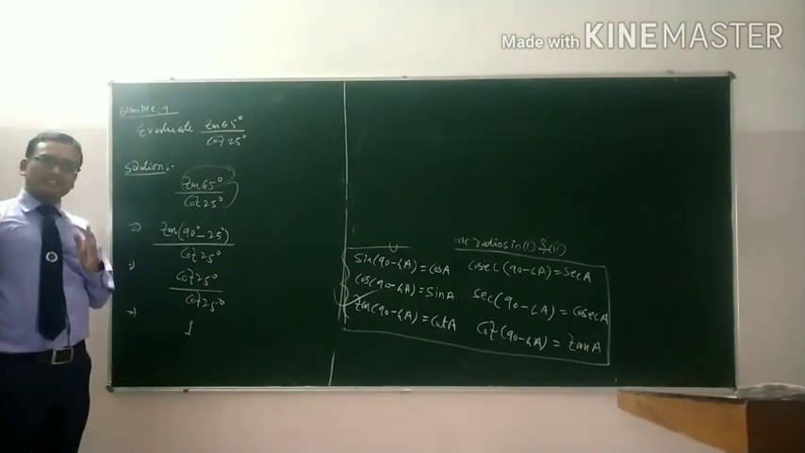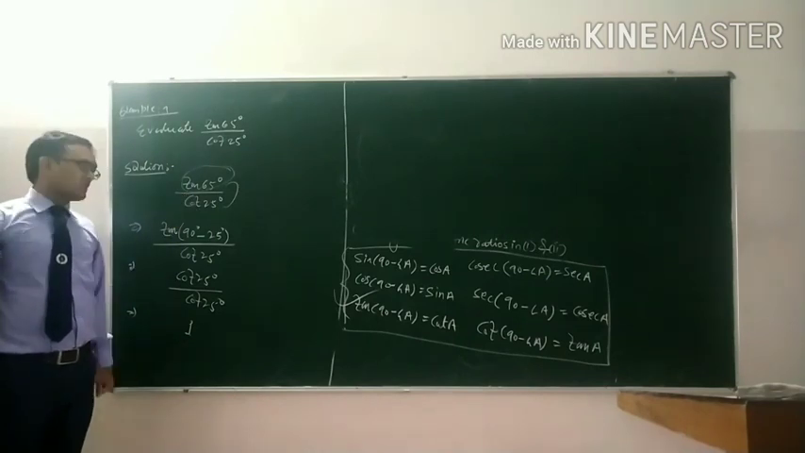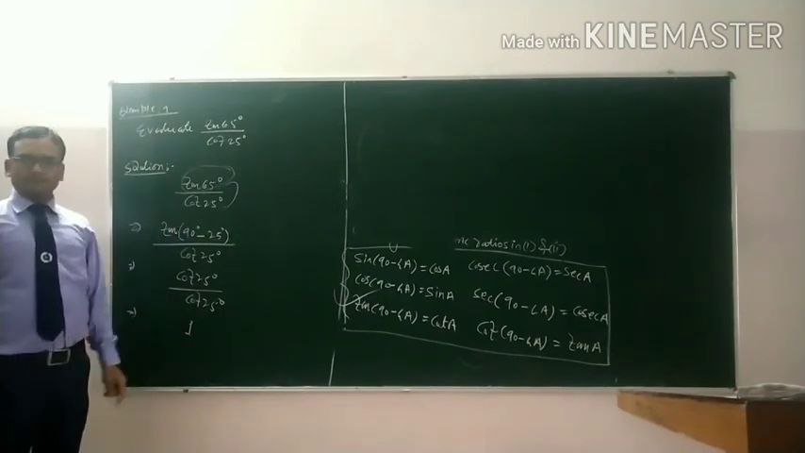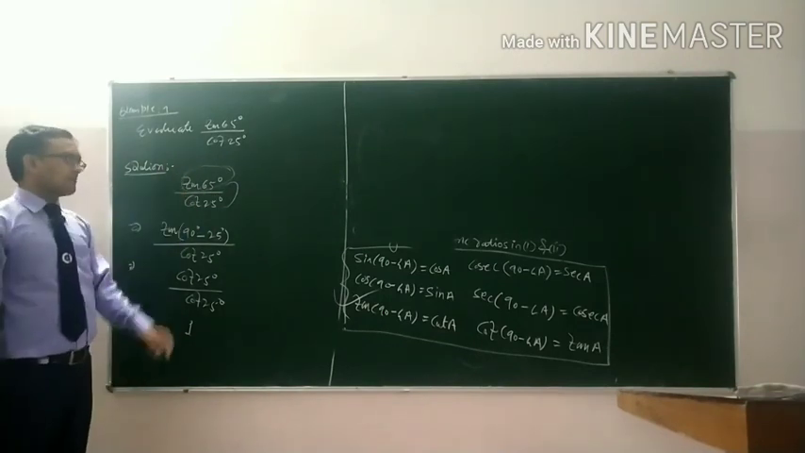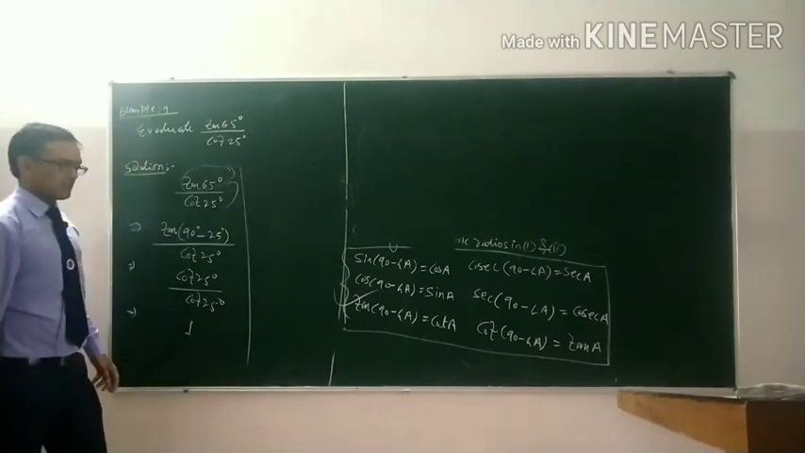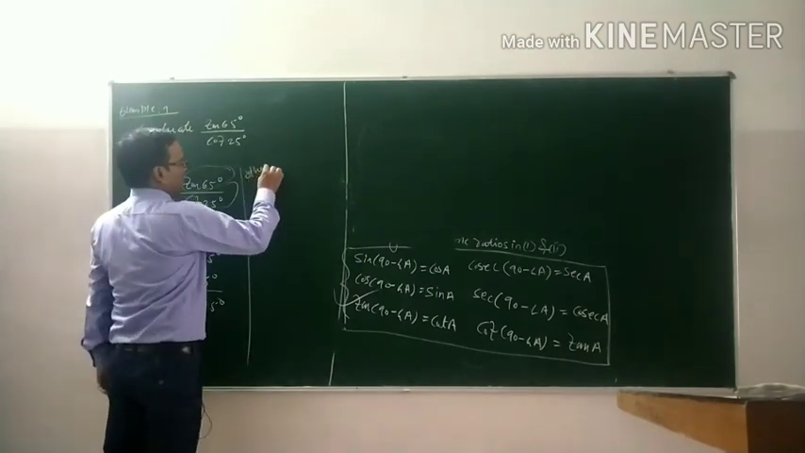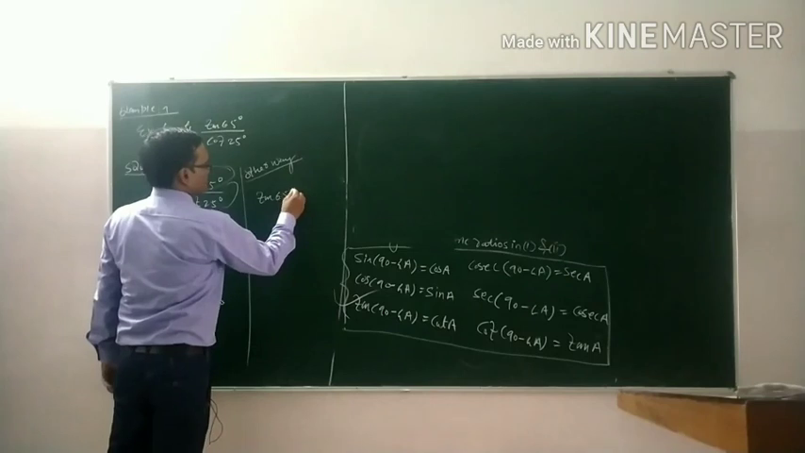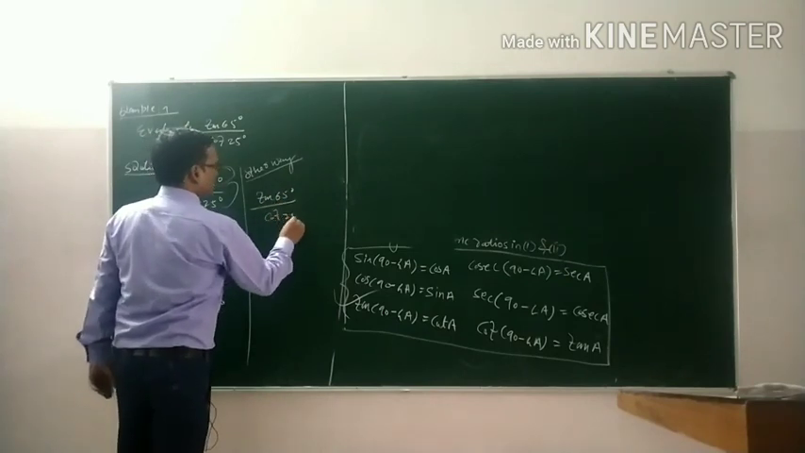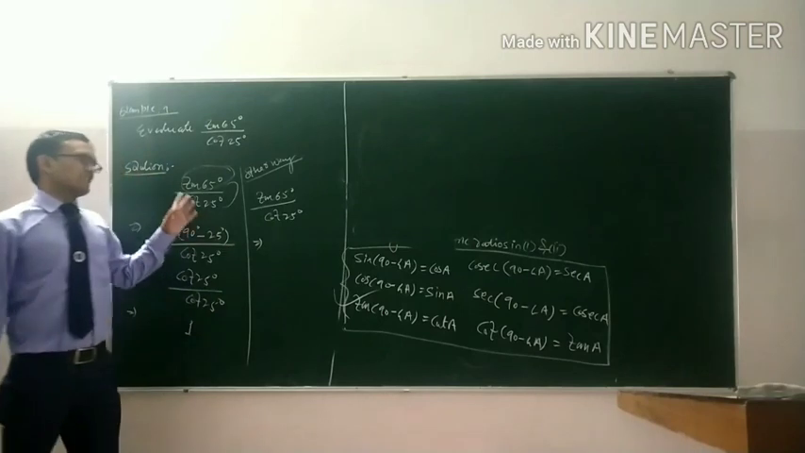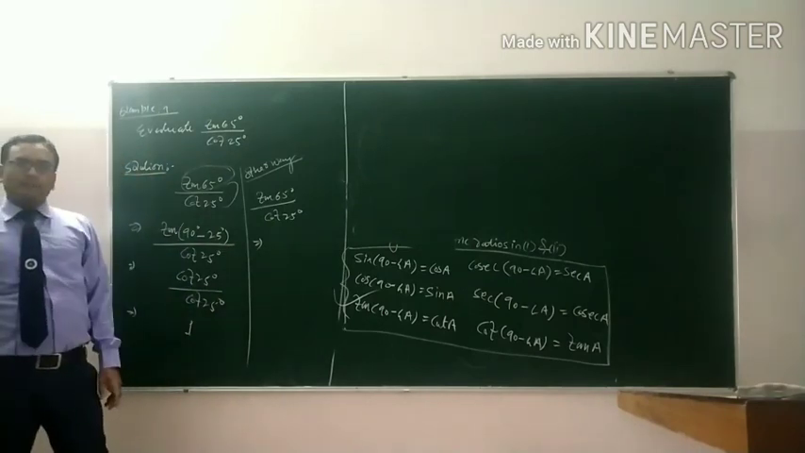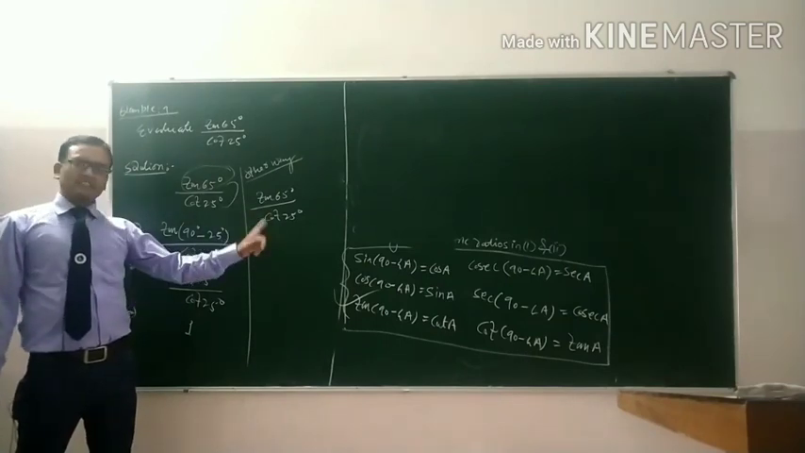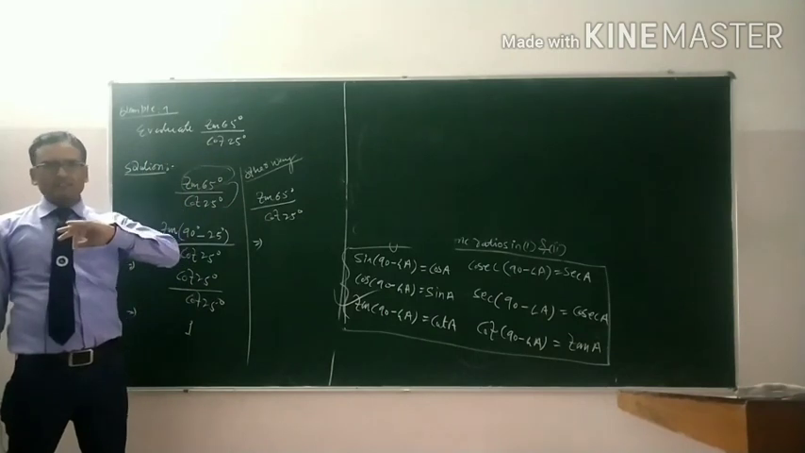Okay. You can also solve this problem by converting cot 25 into tan 65. The other way: tan 65 upon cot 25. Here we can change tan 65 into cot 25, or here we can change cot 25 into tan 65.